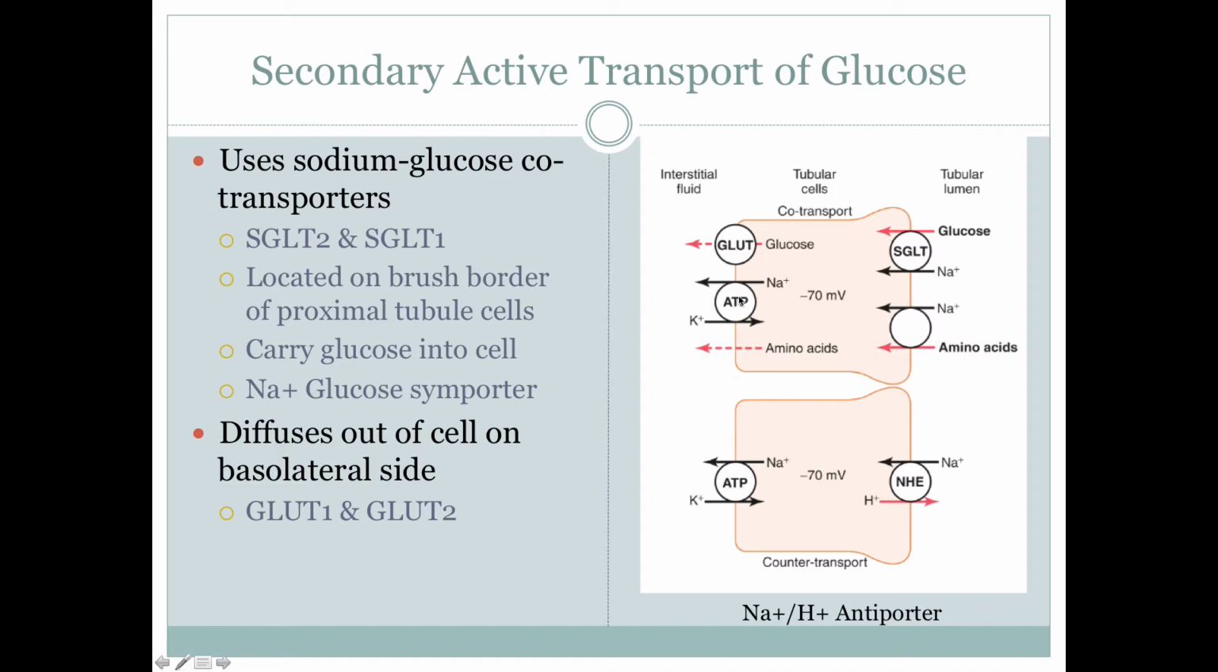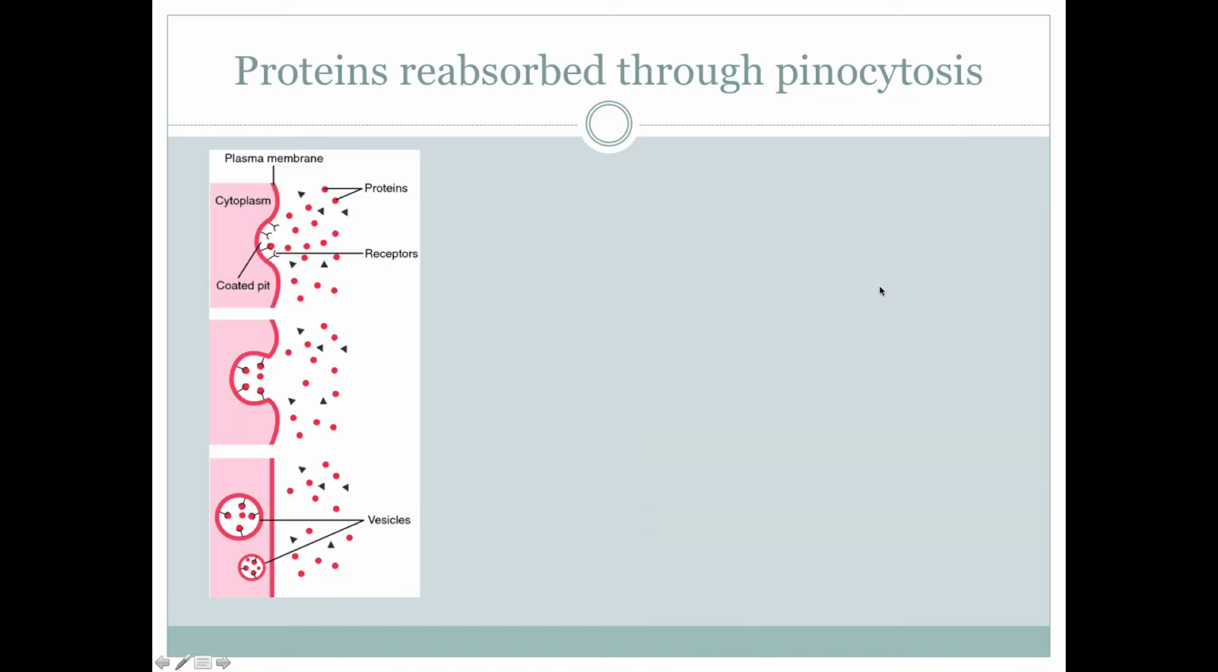So again, take for granted that all cells in the body should have sodium-potassium pumps to maintain the normal resting state. And then we're going to start to see symporters, antiporters, co-transporters, in all types of cells. So glucose can be moved most prominently through secondary active transport. How do proteins move? Proteins, you might remember, move through pinocytosis, which is associated with the movement of liquids.